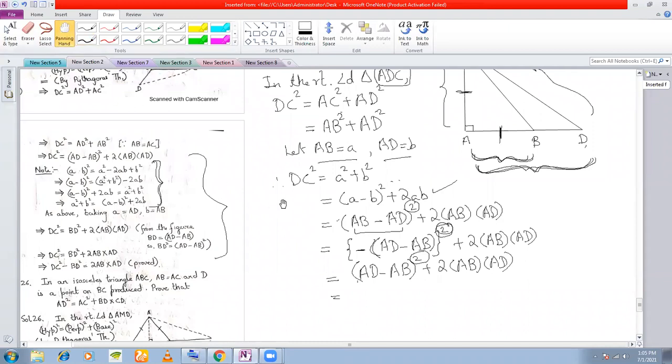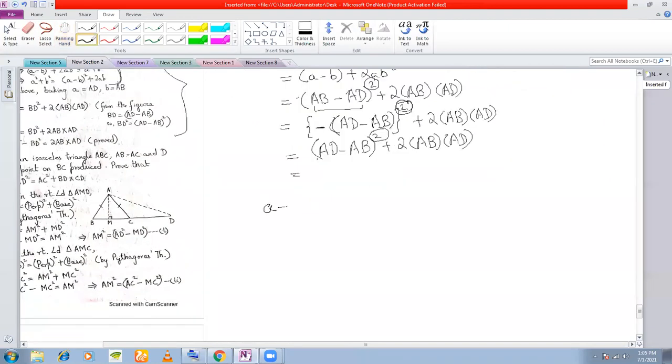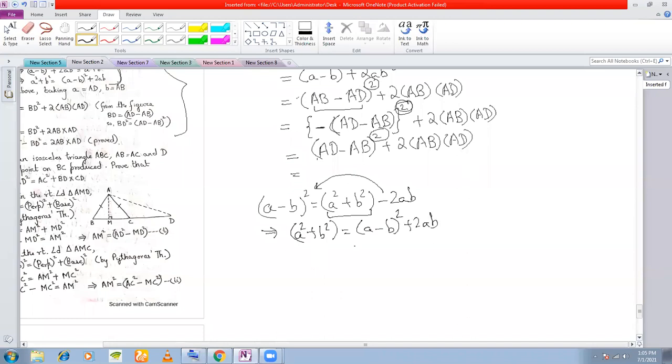If A minus B whole square, you know this identity, right? A minus B whole square is equal to A square plus B square minus 2AB. You know this, right? That means from here, if I want to find out the value of A square plus B square, how will I find out? I will take 2AB on this side, right? So A square plus B square must be equal to A minus B whole square plus 2AB, isn't it? Tell me yes or no. Yes, sir.